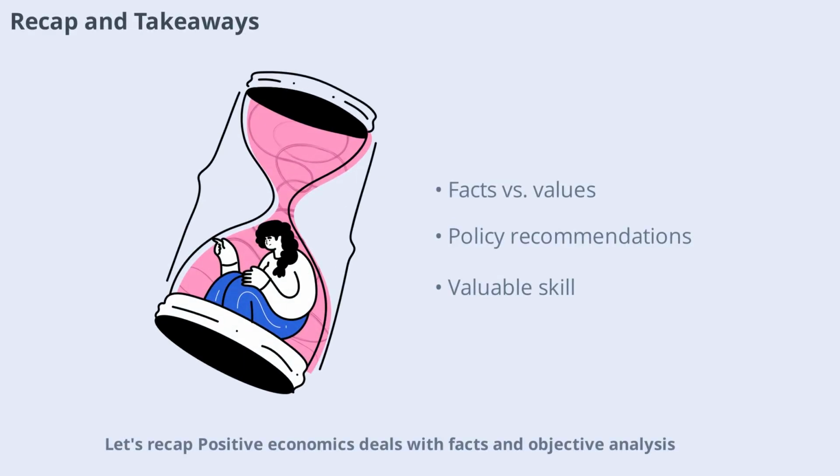Let's recap. Positive economics deals with facts and objective analysis, while normative economics is about values and policy recommendations. Both are necessary for a complete understanding of economic issues. Being able to distinguish between them is a valuable skill for anyone interested in economics.